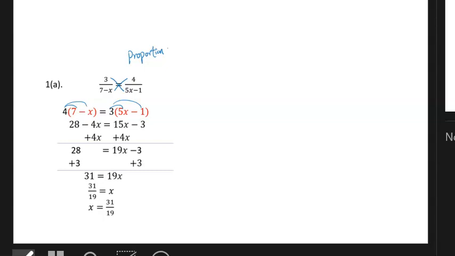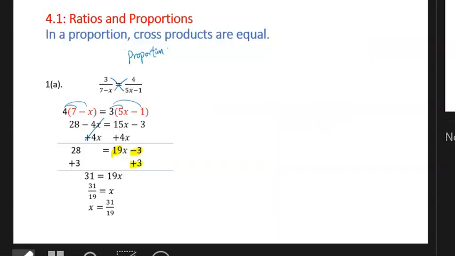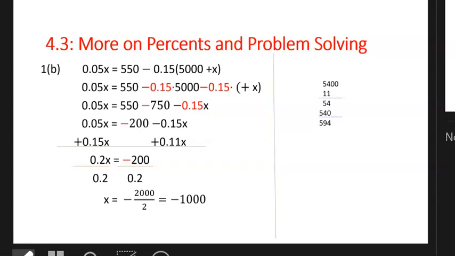So now we're going to add 4x to both sides, so that way we can get rid of one of the x terms. And now we add 15 and 4 to get 19. So all we have to do is to get rid of this minus 3 and that 19 there. So we add 3, and then we divide both sides by 19 to get 31 over 19. And this is already reduced. We can stop here.